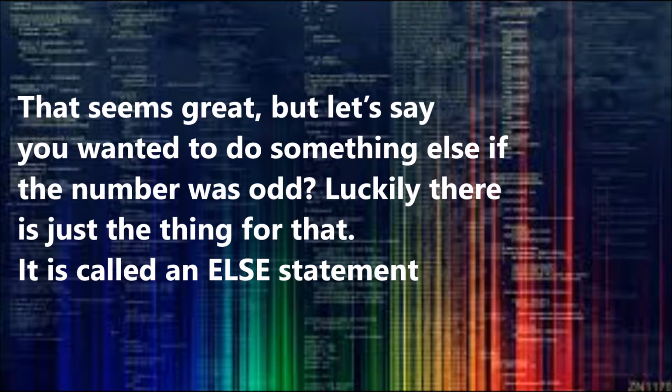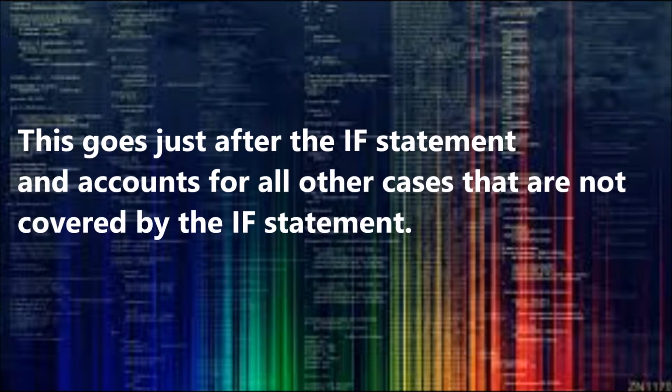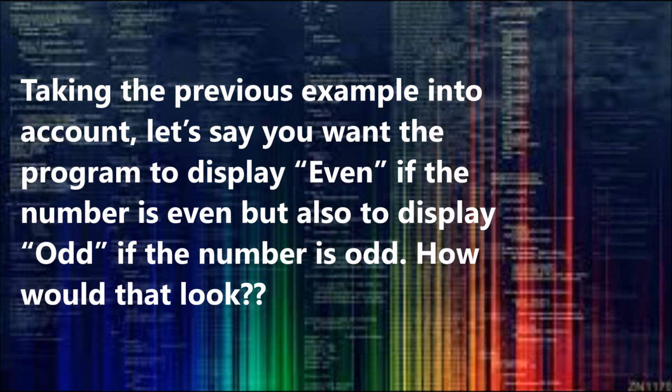Luckily, there is just a thing for that, and it's called an else statement. This goes just after the if statement and accounts for all other cases that are not covered by the if statement. Taking the previous example into account, let's say you want the program to display even if the number is even, but also to display odd if the number is odd. How would that look?